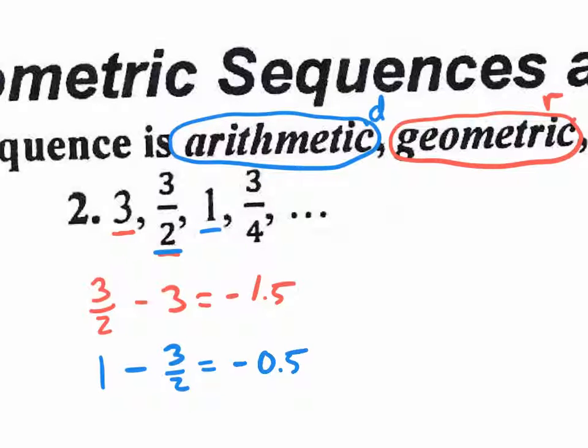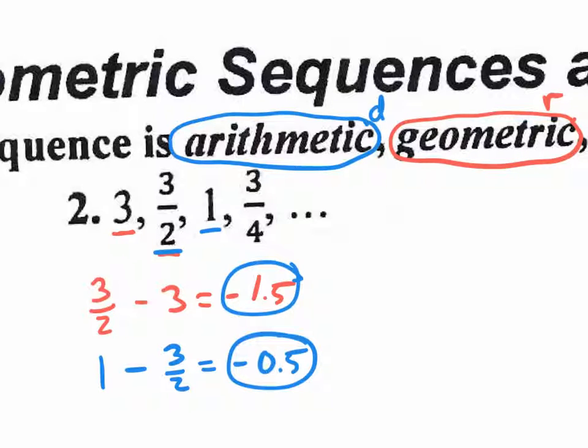And as you could see, this difference and that difference are not common. So there is no way that number 2 could be arithmetic. That eliminates the possibility of it being arithmetic because there is no common difference. Again, common difference would mean that if the difference between these two is negative 1.5, then the difference between these two needs to be negative 1.5, and the difference between these two needs to be negative 1.5. And as you can see, there is not a common difference.